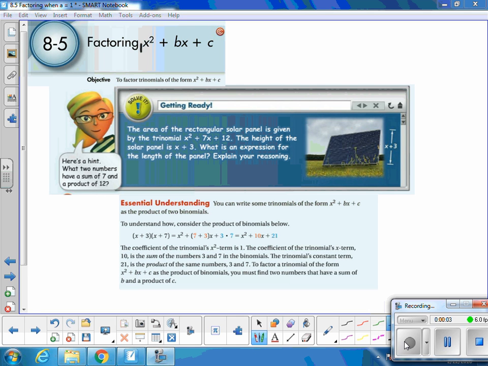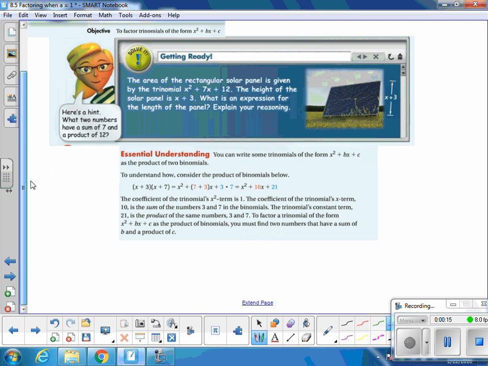All right, today we're going to work with some more trinomials, but this time we're going to do some factoring. Now remember, factoring is like undistributing, so we kind of unpack it and figure out what makes up this trinomial. You can write trinomials in the form of x squared plus bx plus c. This is what ends up happening once we distribute some terms together.